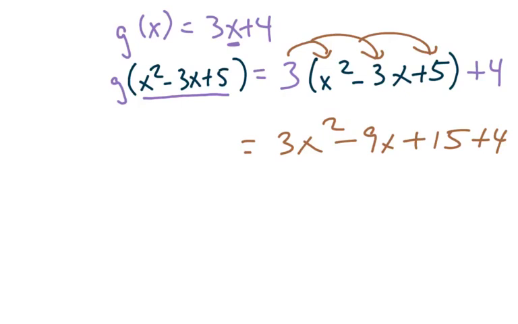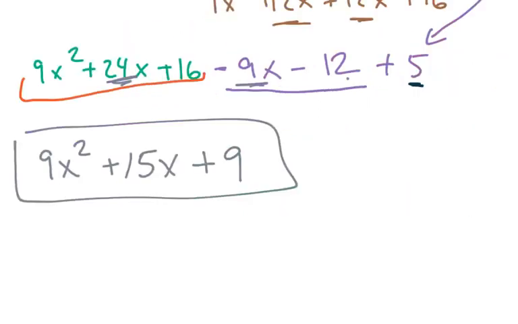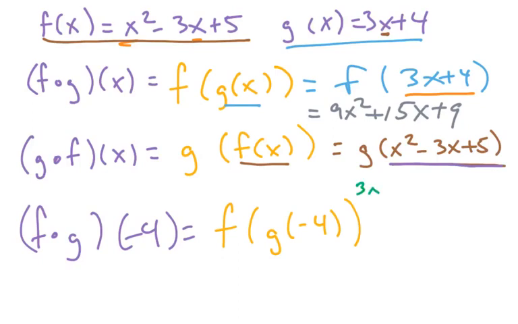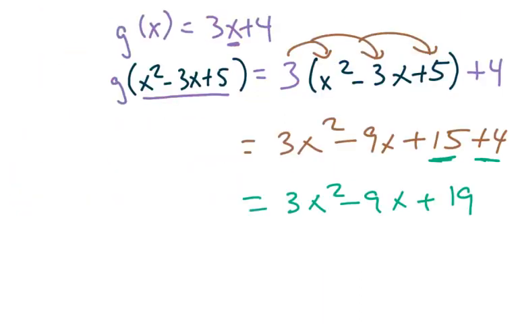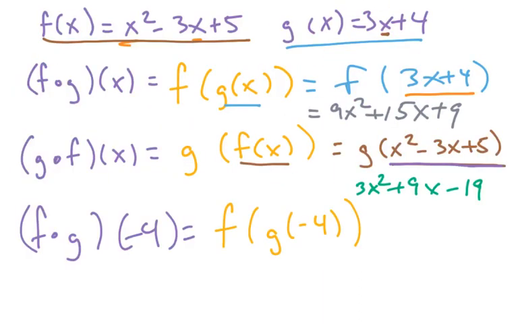And all I've got to do to finish it off is combine like terms, the constants that we have to put together. So this is 3x squared minus 9x plus 19. And that's my answer for the second part. What do I say? 3x squared minus 9x plus 19. Yeah, plus 19, sorry.